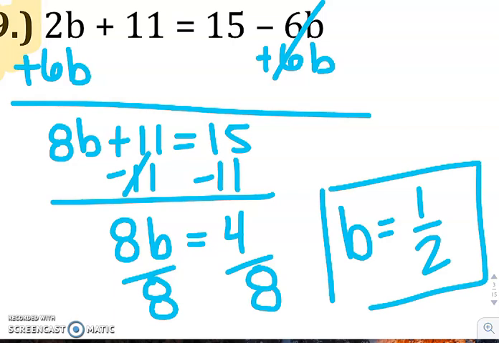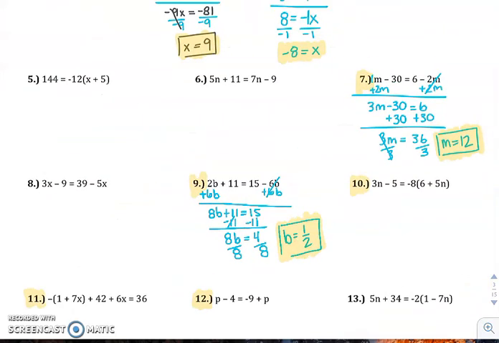But sometimes it's not going to equal a whole number. It just doesn't always come out perfectly every single time. So don't be alarmed if you get something like a half or a third, or even if it's a decimal that's not a nice fraction. It just doesn't always work out that your solution is a whole number. It doesn't always mean you did something wrong.